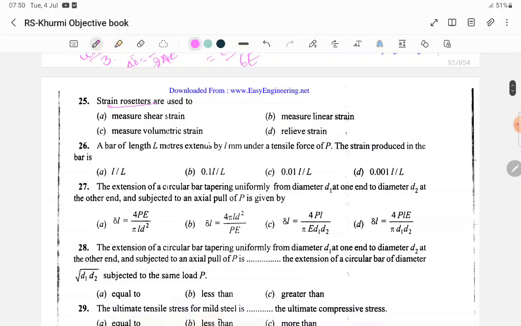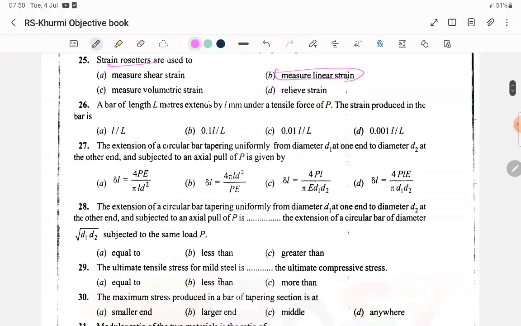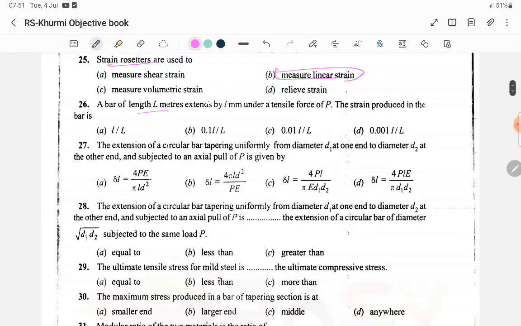Strain rosettes are used to measure the linear strain. A bar of length L meter is extended by 1 mm under the tensile force P. The strain produced is? So this is the bar. Initially this much is there, now this much is increased. So this is small l mm, and this is capital L meters. So this 1 mm you have to convert into meters.